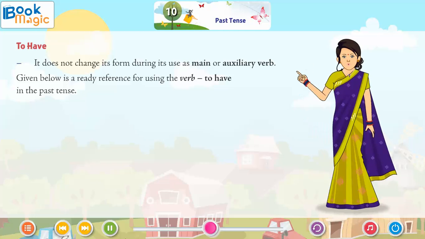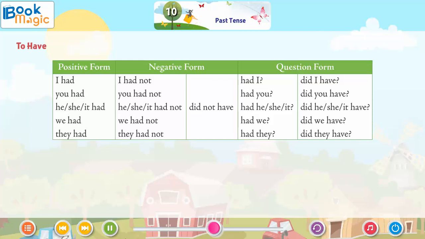Given below is a ready reference for using the verb to have in the past tense. Positive form, negative form, question form. I had, I had not, did not have, had I, did I have. You had not, had you, did you have. He, she, it had, he, she, it had not, had he, she, it, did he, she, it have. We had not, had we, did we have. They had not, had they, did they have. Note that short forms can also be used with this verb.